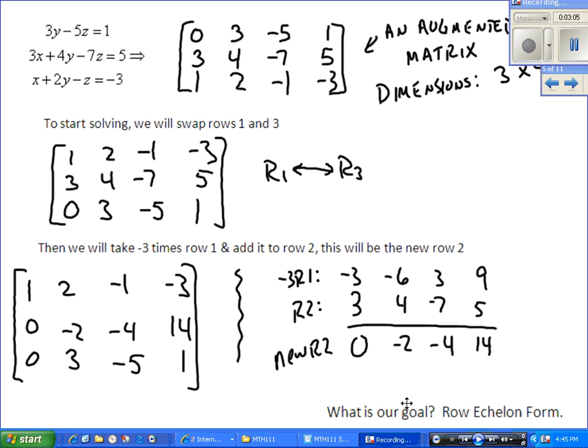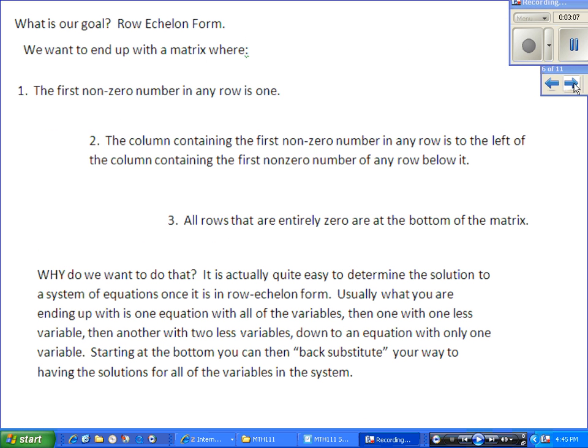And what we're going for is something called row echelon form. So the idea is to end up with the first non-zero number in any row being a 1. The column containing the first non-zero number in any row is to the left of the column containing the first non-zero number of any row below it. That made a lot of sense, didn't it? Basically, we're trying to get 1s down the diagonal as much as we can, and zeros below those 1s. And then any row that's entirely zeros is at the bottom of the matrix. Once we get into this format, we'll have something where we can back substitute our way back into finding the solutions to all the variables in this system.